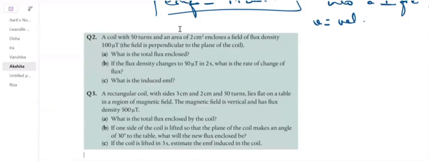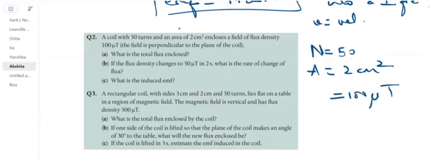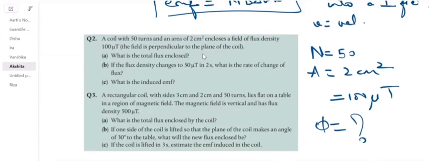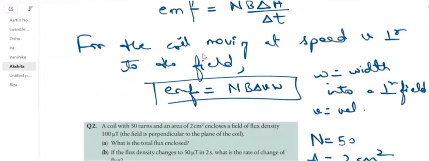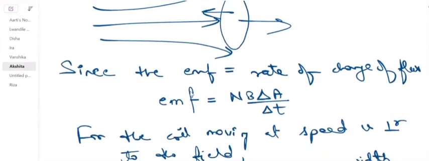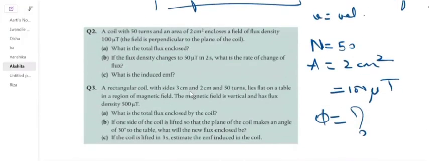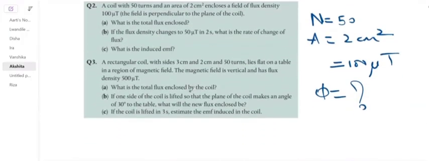A coil which is having 50 turns. So N is how much? 50. Area of cross section is 2 centimeters square. Flux density is 100 microtesla. What is the total flux? So how will you find it? EMF is del phi over del T, correct? Okay, so we will apply that formula.